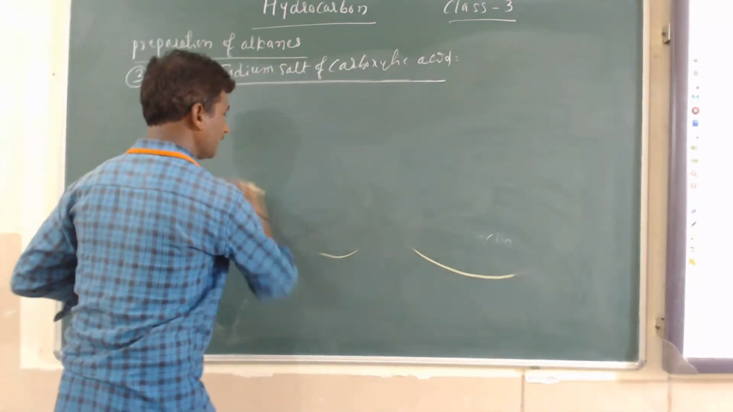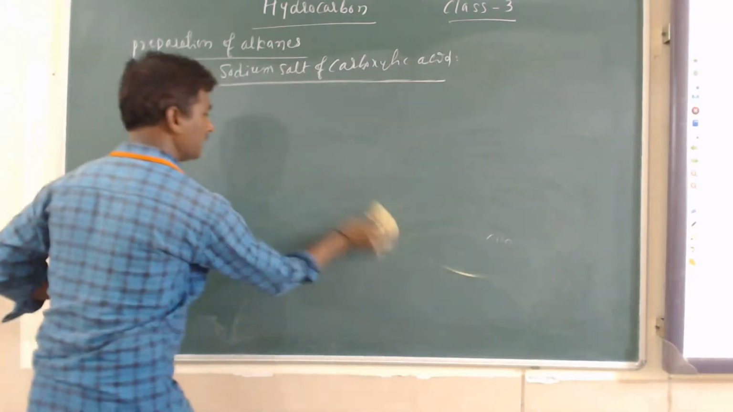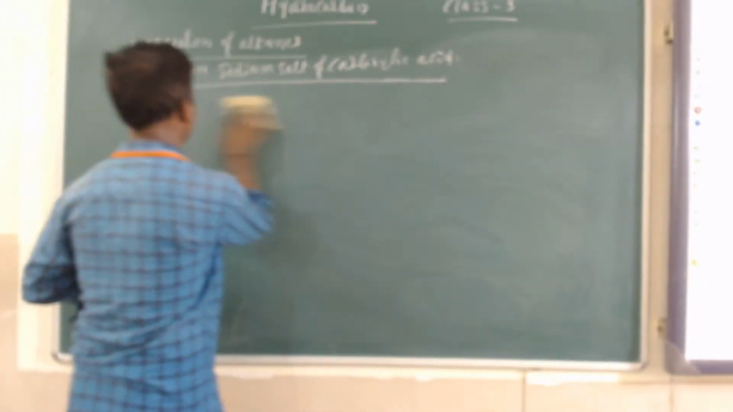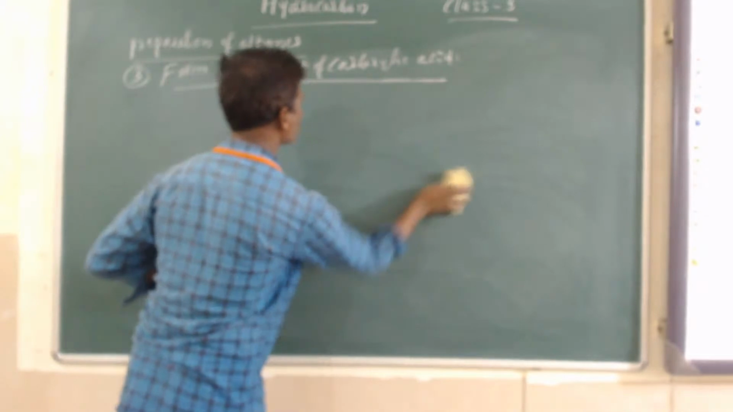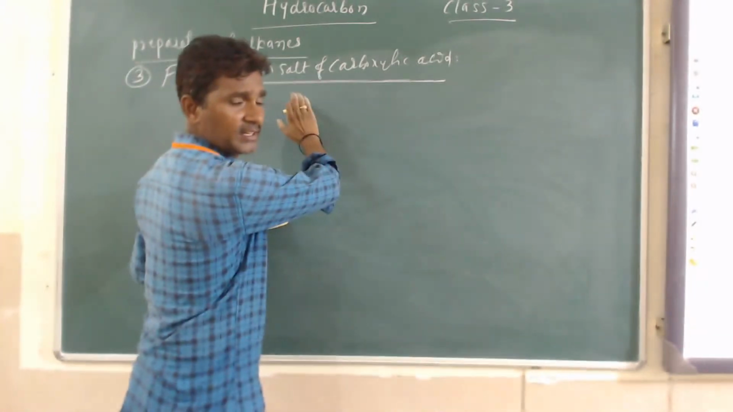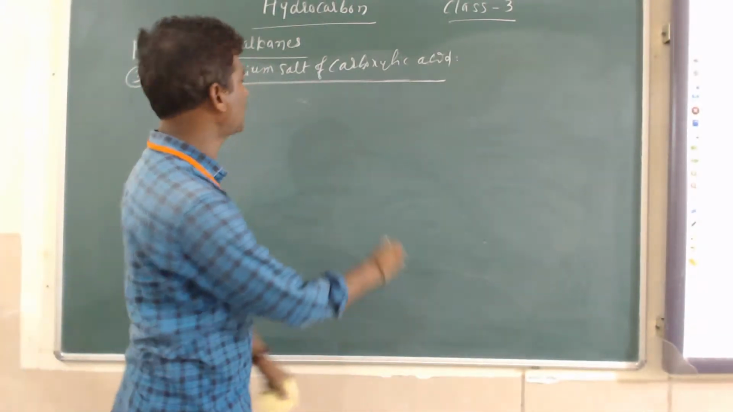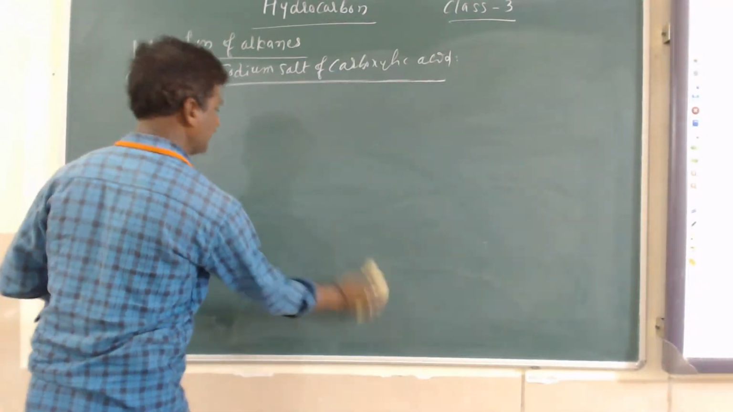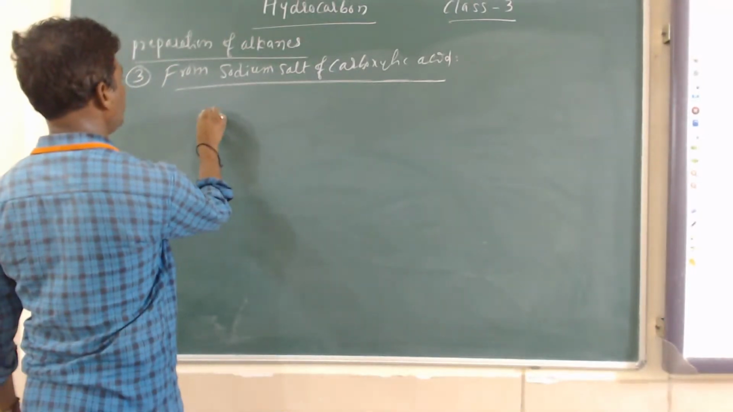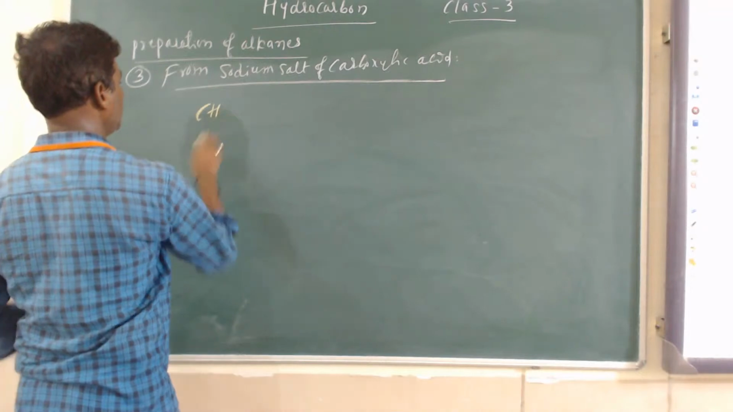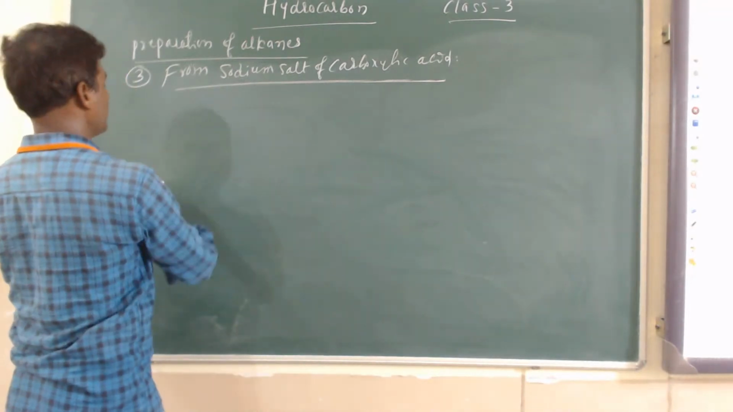Sodium acetate. Yes, I can write sodium acetate. It is an example of a sodium salt of carboxylic acid, sodium acetate, CH3COONa.